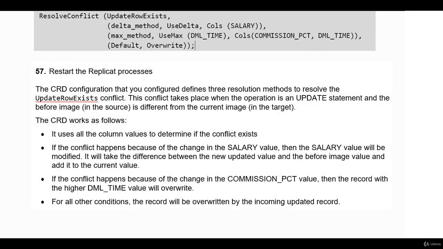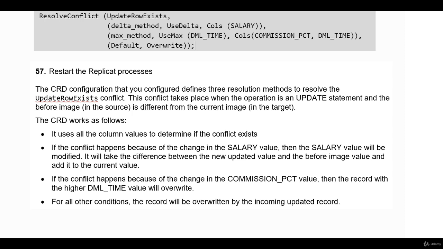The CDR configuration that you configured defines 3 resolution methods to resolve the update row exists conflict. This conflict takes place when the operation is an update statement and the before image in the source is different from the current image in the target. The CDR works as follows. It uses all the column values to determine if the conflict exists.